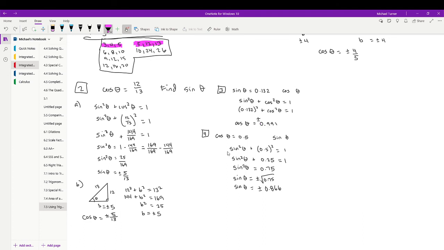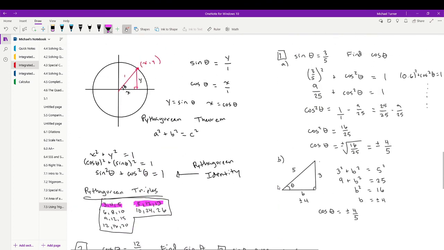Number 4, start out with maybe a smaller number. Okay, plug in 0.5 for cosine. I want sine. So plug it into the identity. I have 0.5 squared. 0.5 squared is 0.25. Isolate your sine squared theta. 1 minus 0.25 is 0.75. And then you'll take the square root using your calculator. You end up with plus or minus 0.866.